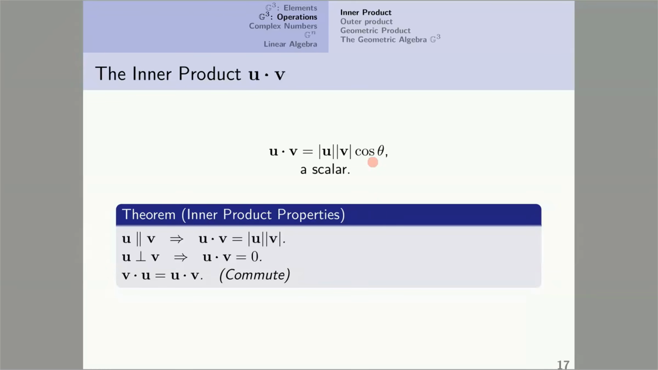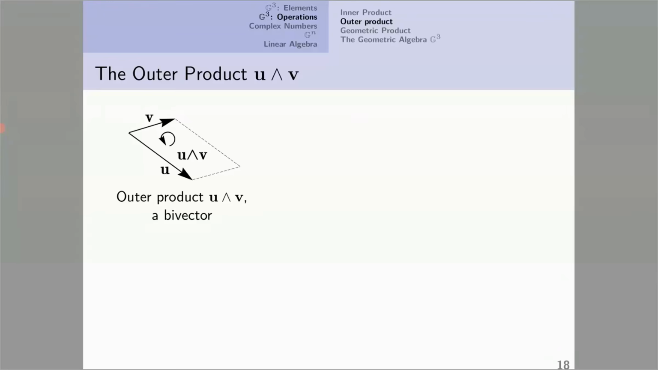If two vectors are orthogonal, their inner product is 0. If they're orthogonal, the angle between them is 90 degrees. The cosine of 90 degrees is 0. And last, the inner product commutes. V dot U is equal to U dot V.